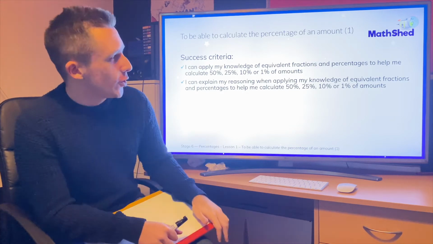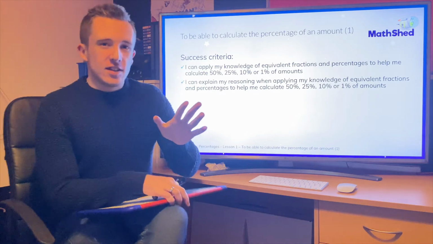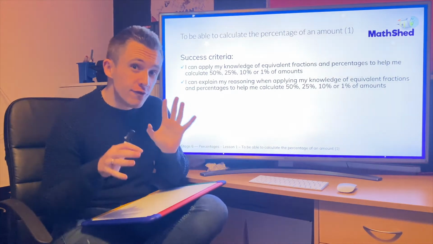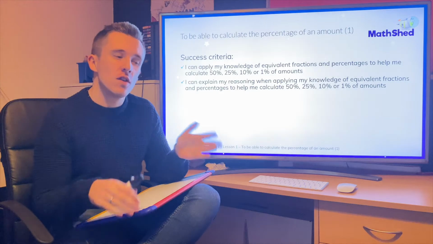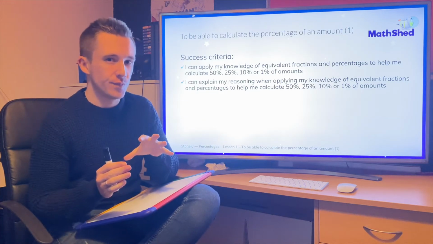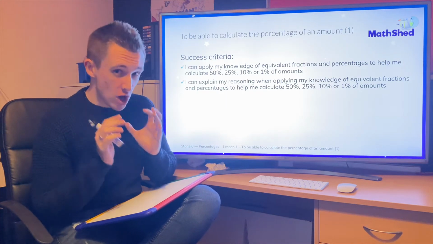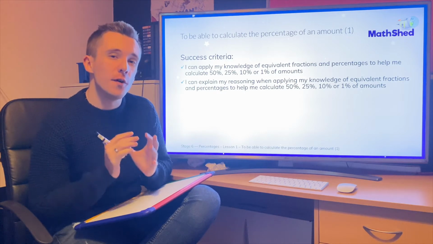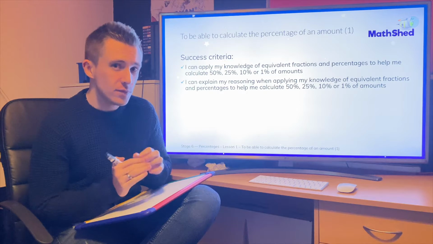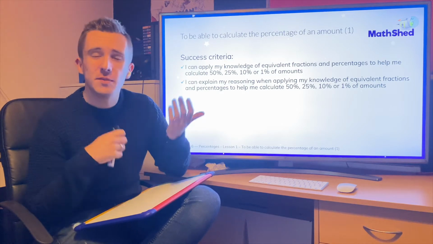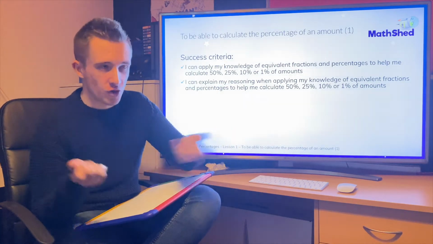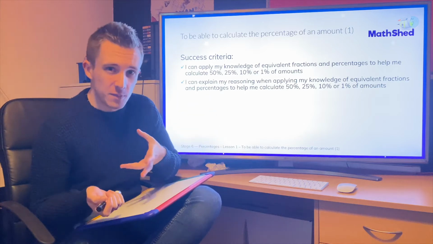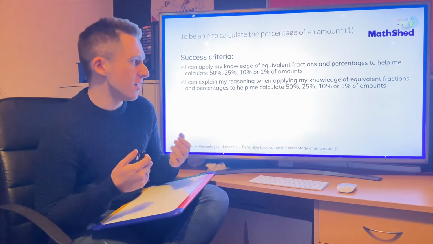Okay, so, as I said, we have finished looking at converting between fractions, decimals and percentages. We are now just looking at percentages on their own, but we're looking at percentages of amounts this week. So for example, if I said 20% of 370, that's what we're going to be looking at. Okay, we're going to start nice and simple.